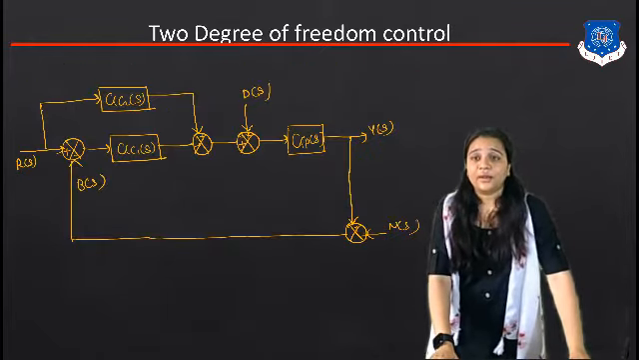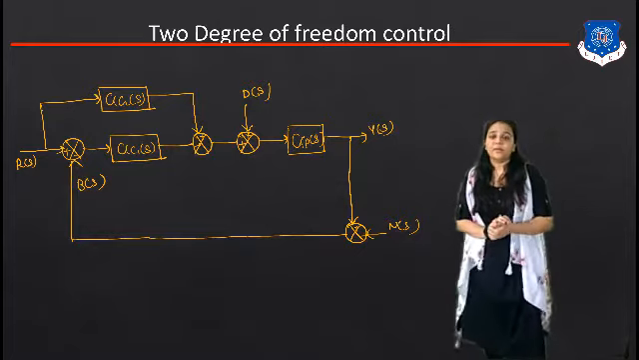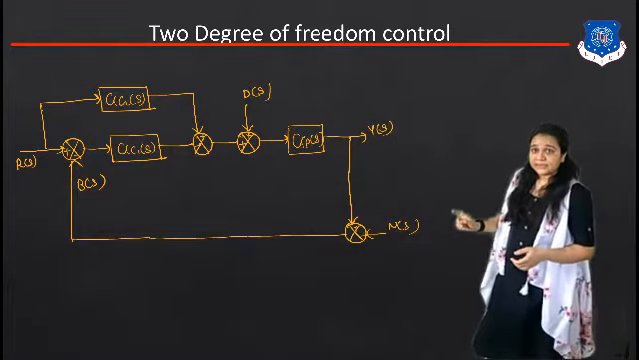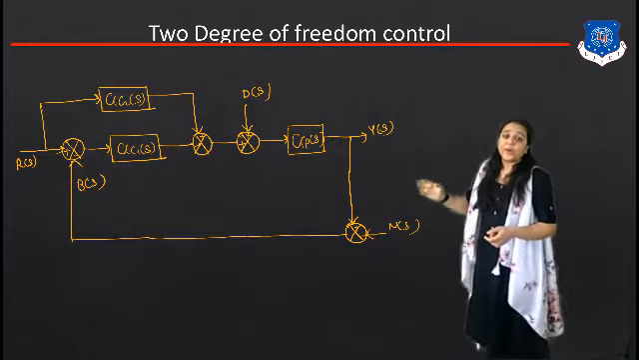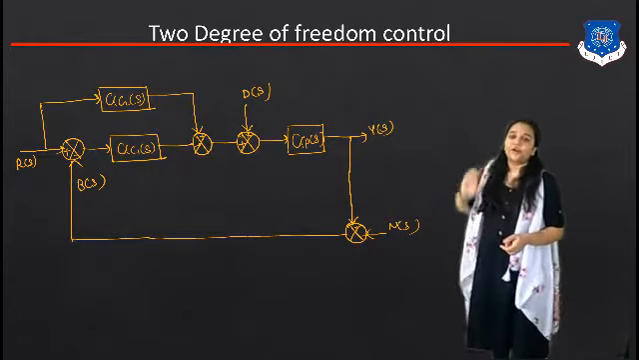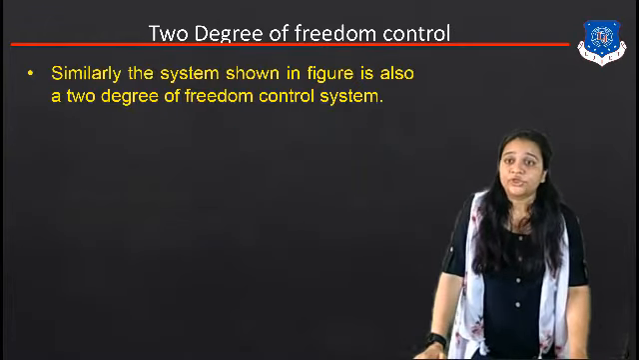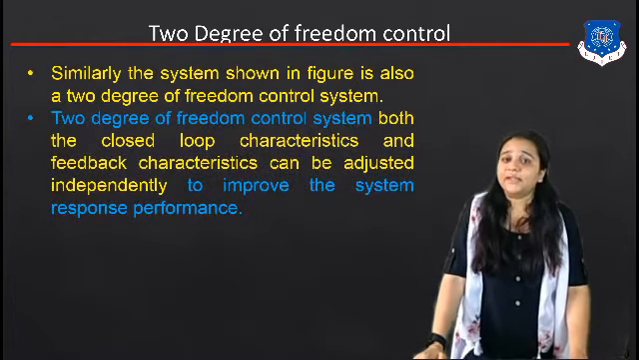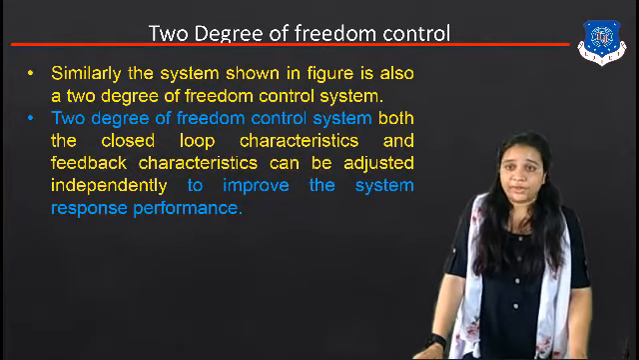Okay, this is another block diagram of the 2 degree of freedom control system. Here you can see that they connect the Gc1 and Gp as it is, but the location of the second controller will be different from the first case. So similarly, the system shown in the figure is also a 2 degree of freedom control system.